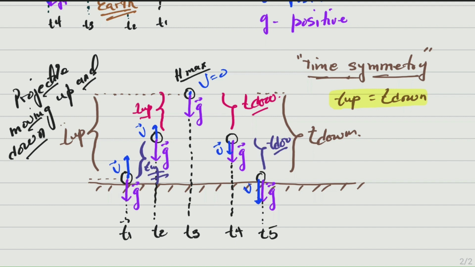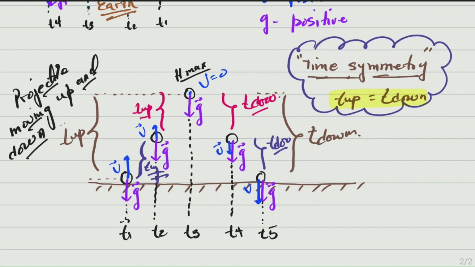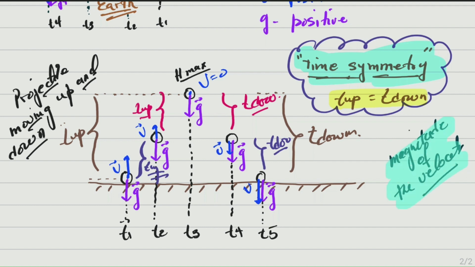And this is a very important concept. The time to go up is equal to the time to go down. Very, very important concept, okay? Because you are going to apply it and use it all the time when solving problems. But there is another concept that we have to learn here, and it's in terms of the magnitude of the velocity. I hope you understand here because the drawing is becoming a little bit too busy right now.